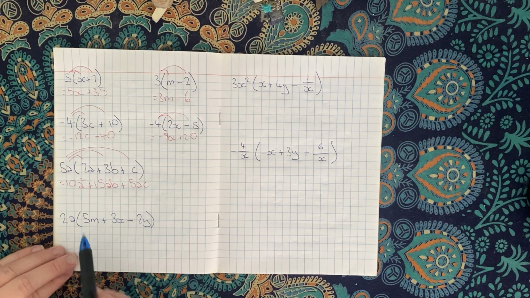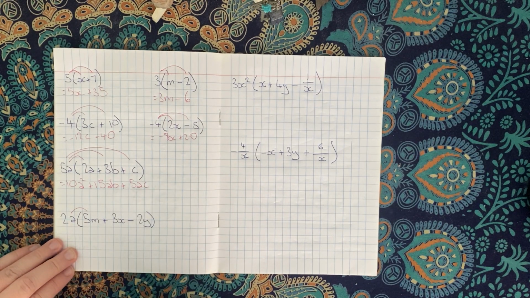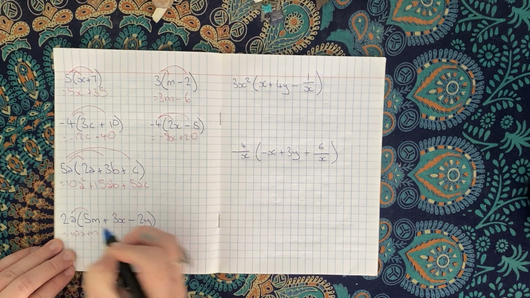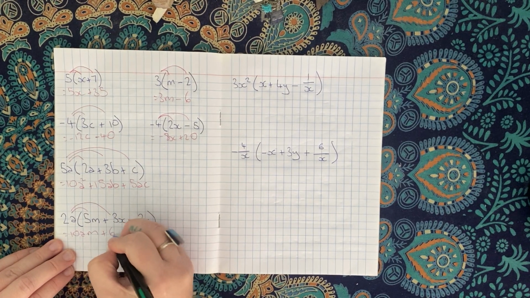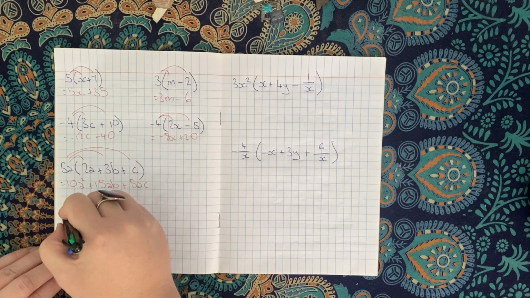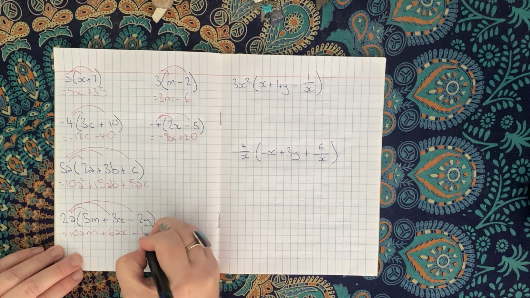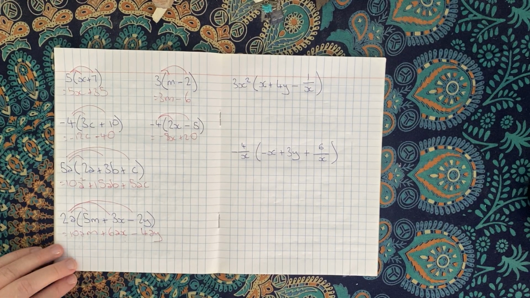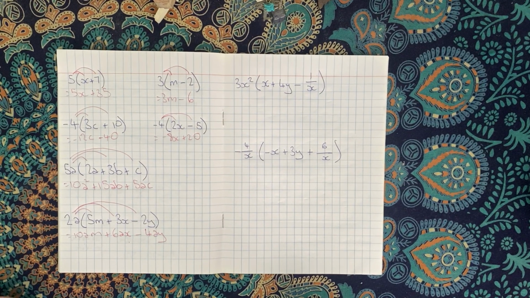All right, same thing here, but this time we have some slightly different signs. So 2a times 5m is going to give us 10am. And then 2a times 3x is going to give us 6ax. And then 2a times negative 2y is going to give us negative 4ay. Now there's nothing that matches in any of these, so we can't put anything together, but we'll do an example of that at the end.